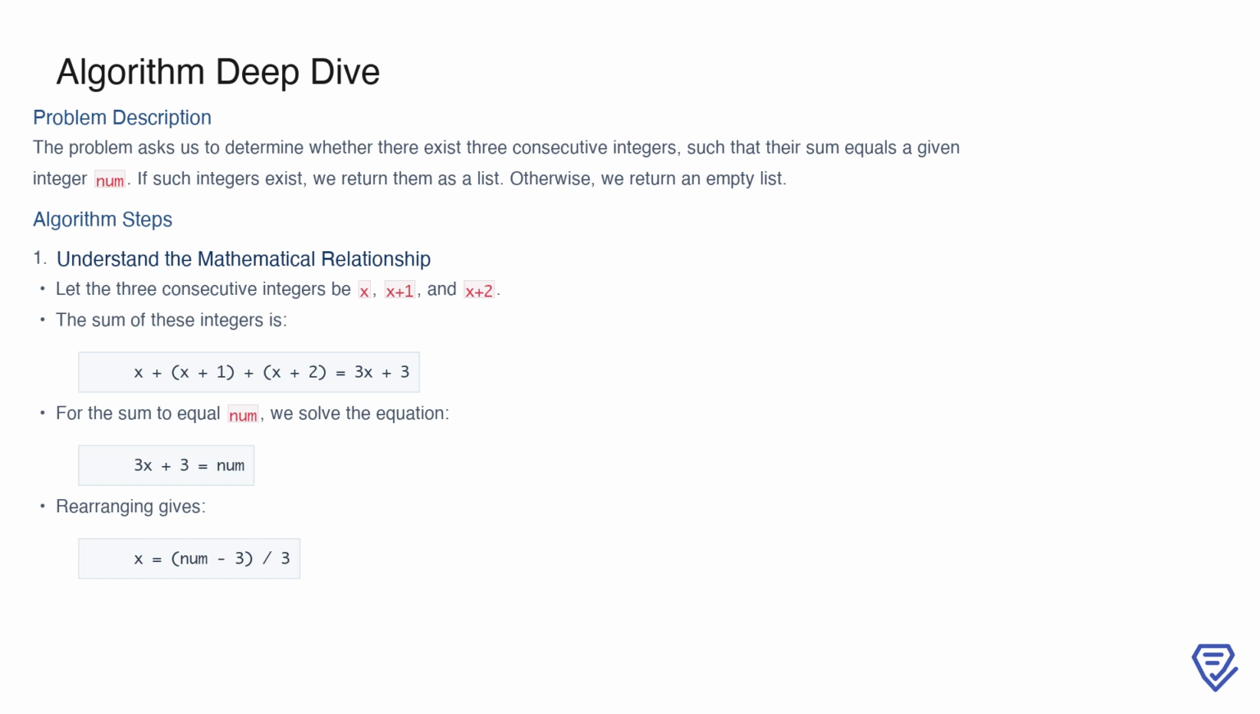This equation forms the foundation of our solution, as it provides a way to calculate the first integer, x, if it exists. The key insight here is that solving this equation will help us determine whether the 3 integers are valid and what their values are.